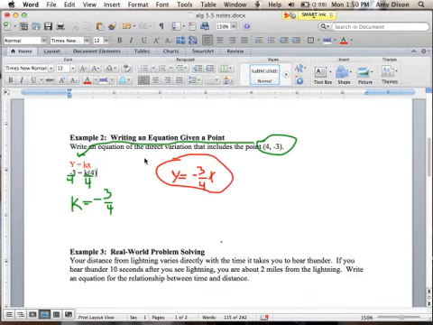Okay, so the first time you write the equation, you plug in your x and your y to find k. Then you take your k and plug it in to k on the direct variation equation. And that's how you do that type of an example. That's if it says to write an equation given a point. Okay, that's how you would do that.